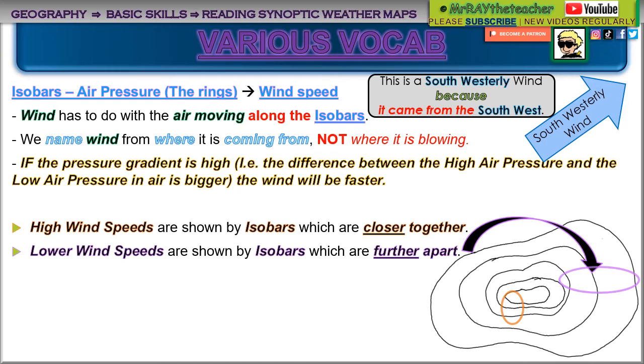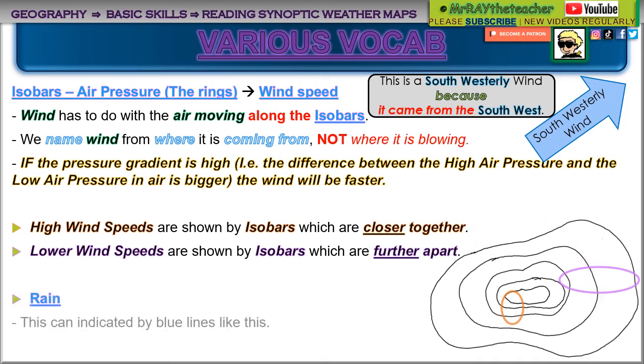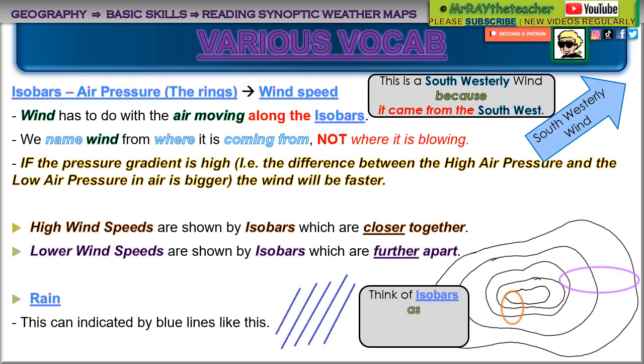So see where I've circled those ones here? Look at the difference. See that line and that line? It's quite far compared to these three lines which are pretty tightly packed. And rain can be indicated by blue lines like this, or just lines at all. So think of isobars as railway tracks for the wind.